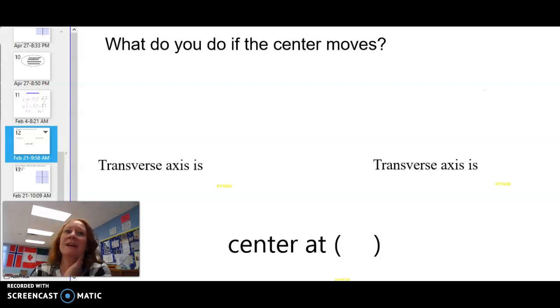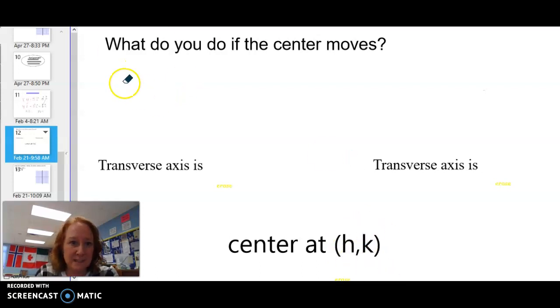All right, here we are with hyperbolas, and so we have already worked with, so we know that it would be like x squared over something minus y squared over something equals 1. But what do we do if the center moves? Well, it's the same as all the other things when the center moves, so let's see. We're going to say that the center is at (h, k).